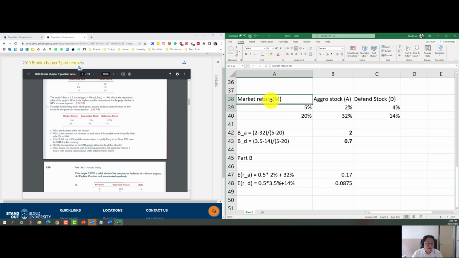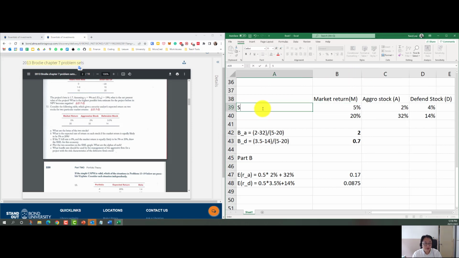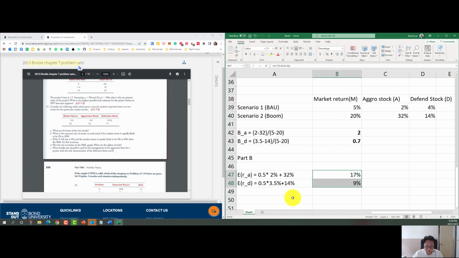It's easier if we put it into this format, with scenario 1 and scenario 2. I'd say this is boom, and this is business as usual. When you ask what the expected return is if the market is equally likely to be 5% and 20%, there's a 50% chance of each scenario, and that's how we get these two answers.